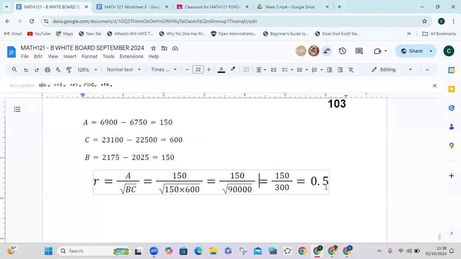So what we've got to simply do is to find what is the square of 0.5. Now the symbol for coefficient of determination is a capital R squared. So coefficient of determination is 0.5 squared in that case. 0.5 squared will give us 0.25. And then we multiply 0.25 by 100%.